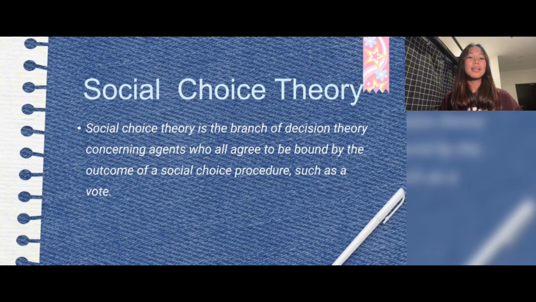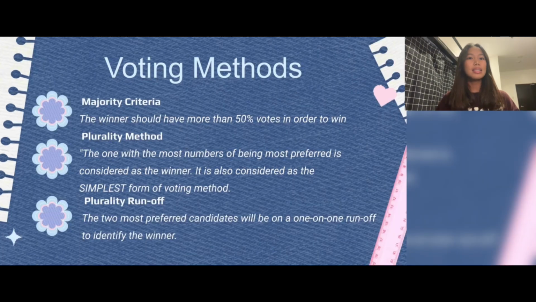It was introduced by Kenneth Arrow, an economist who explores how society can make decisions that reflect everyone's preferences. His famous work, Social Choice and Individual Values, was published way back in 1951. Now let's look at some voting methods used in social choice. Let's break down the voting methods, each with its own logic and purpose.